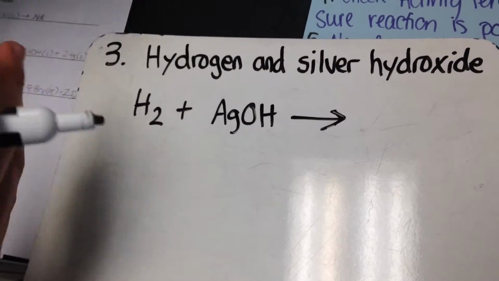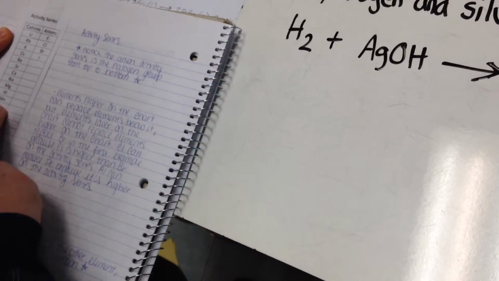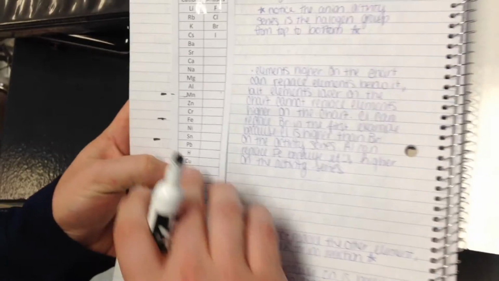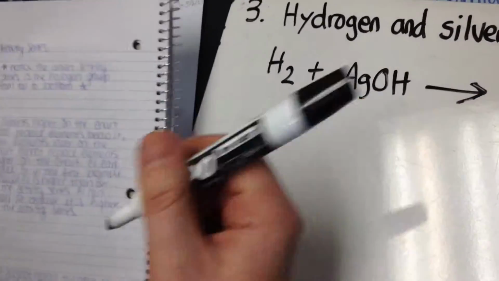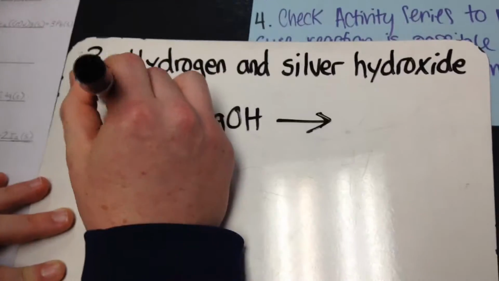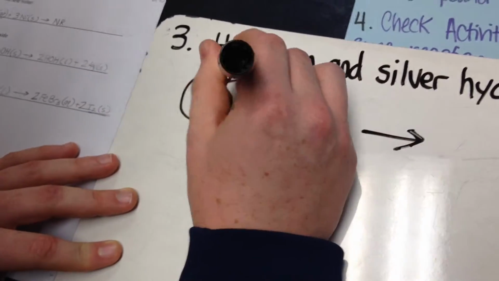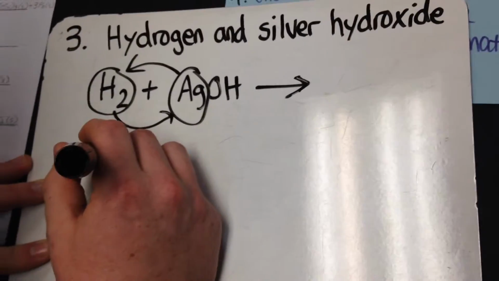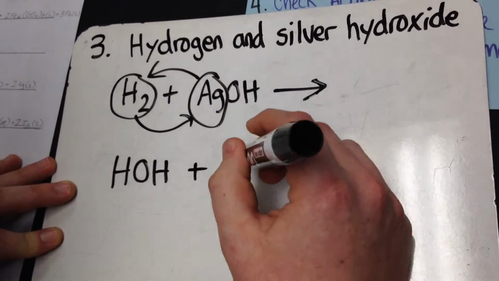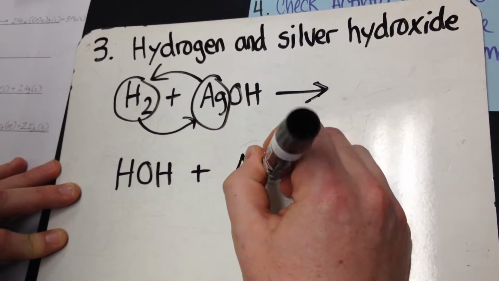Now we need to check our activity series to see if it works. We're going to check, let's see, silver and hydrogen. So hydrogen is higher than silver, which, since that's the lone element, the reaction can work. So it will be this element and this element switching. So I'm going to skip down to here. It's written as HOH plus silver, which is now the lone element.